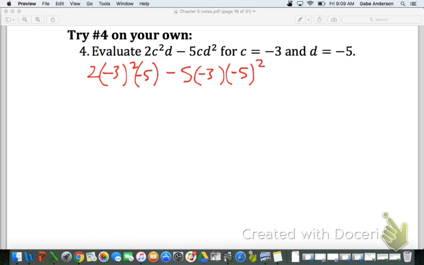Question? Oh, yes, go ahead. All right, order of operations. Let's do the exponents first. It's going to be 2 times 9 times -5 minus 5 times -3 times 25. And then we do the multiplication. So 2 times 9 is 18, and 18 times -5 is -90.